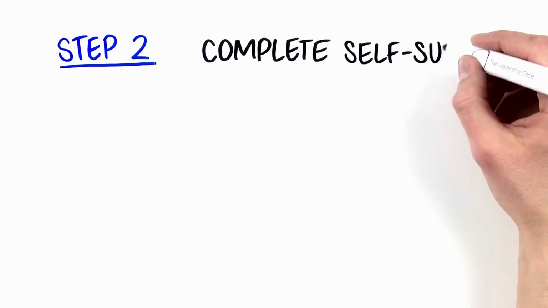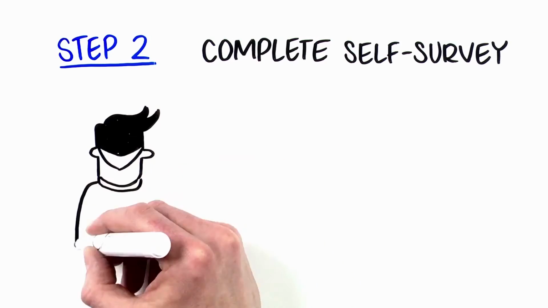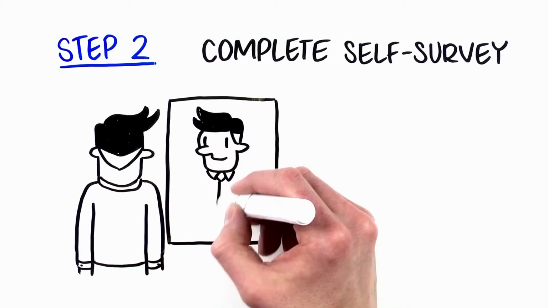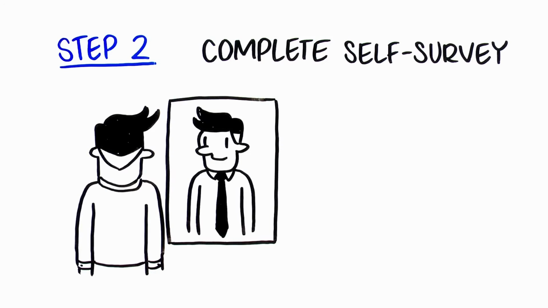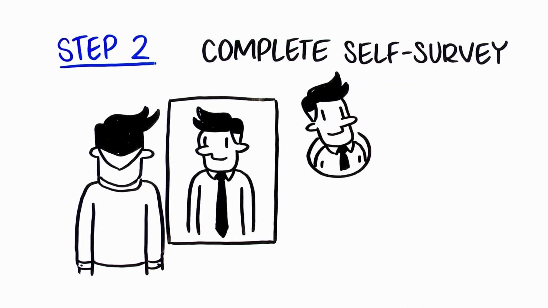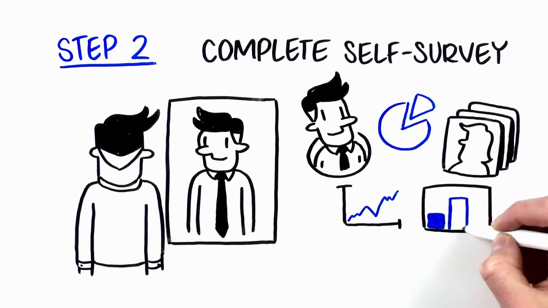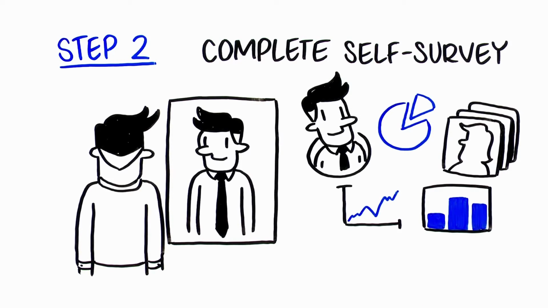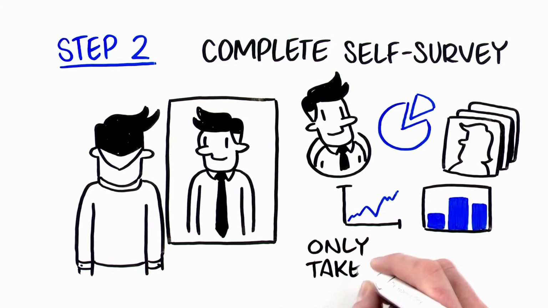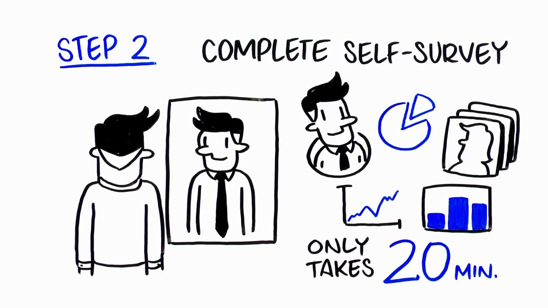Once you've added and invited your evaluators, it's time to look in the mirror for Step 2. Complete the online self-survey. By comparing your perception of self with the reports of your boss, peers, direct reports, and others, we can more accurately gauge the details of your leadership style and effectiveness with all of your constituencies. We know you're busy, so don't worry. The self-survey will only take about 20 minutes.